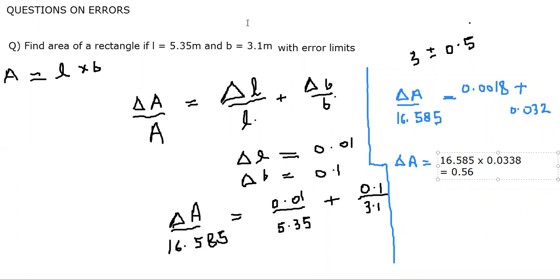Now how are you going to write your answer? The answer should always be in the format of A plus minus delta A. So A was 16.585, so the area of this rectangle would be 16.585 plus minus 0.56 meter square. Always in plus minus, that is the error part, the limiting error. So this is the answer of this question. This is the way that you have to deal with such questions with decimal values.